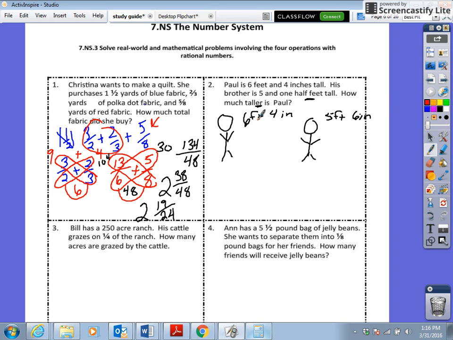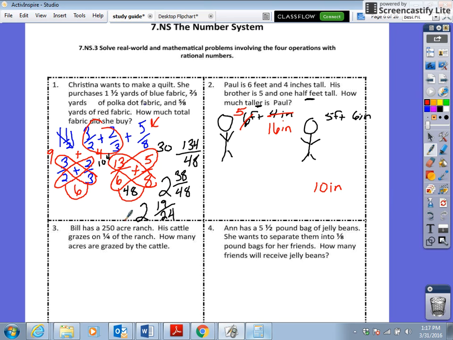The problem with regrouping here is that when you turn that into a 5, you can't just put 1 in front of the 4 to make it 14 like you normally would, because a foot is not 10 inches, it's 12 inches. So I have to add 12 inches to this, which makes it 16 inches. But I can subtract 6 from 16 inches, and I get 10 inches. And then 5 minus 5 is 0. So his brother, Paul, is 10 inches taller than he is.